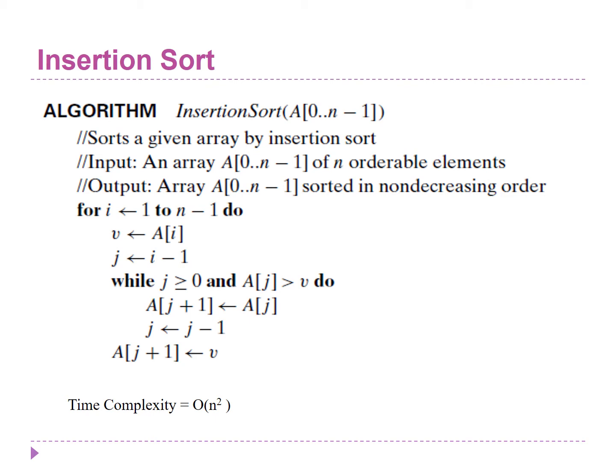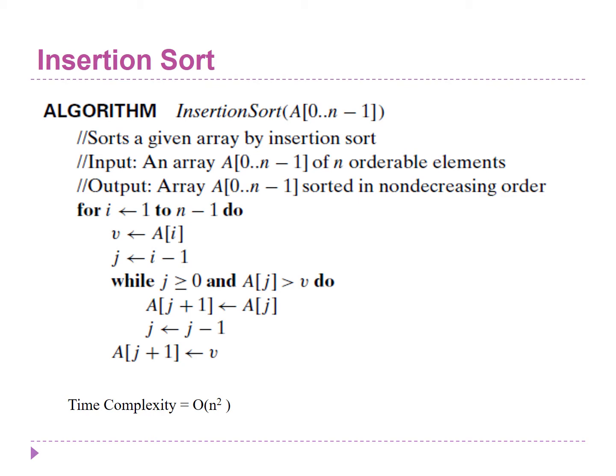An array A of n elements is the input to the insertion sort algorithm. The output of the insertion sort algorithm is the array A ordered in a non-decreasing fashion. The insertion sort algorithm given here consists of a nested loop structure with the outer for loop and inner while loop. With the outer for loop, the element is selected from the array A that will be placed in the sorted list.